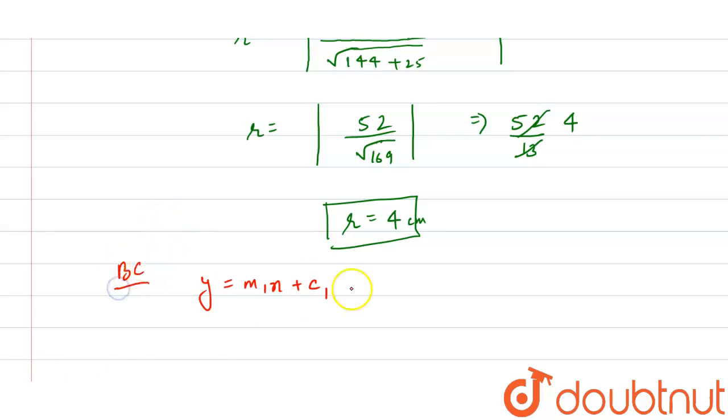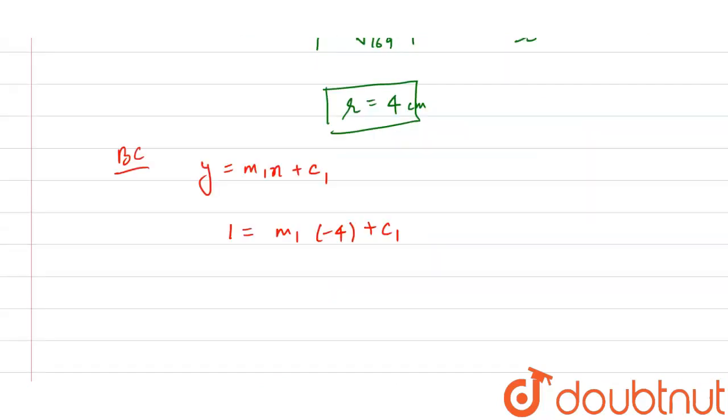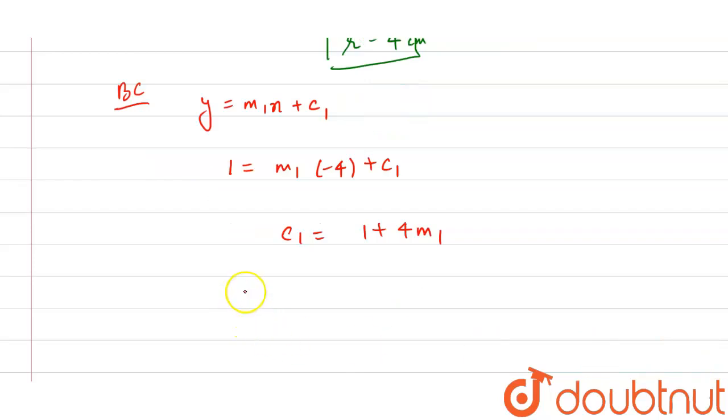This is the equation for the BC line. So now we know that the value is minus 4, 1. If we put y equal to 1 and x equal to minus 4 into y = m1x + c1, we get c1 equals 1 plus 4m1. So our new equation is y equals m1x plus 4m1 plus 1. This is our equation.